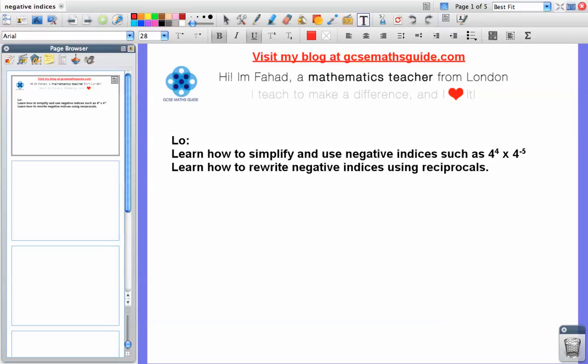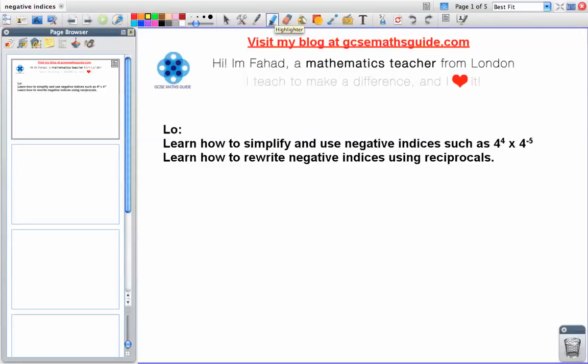Today we're looking at how to simplify negative indices such as 4 to the power of 4 times 4 to the power of minus 5. And we're also going to learn how to rewrite negative indices using reciprocals. Let me just explain to you a few of the key words here.